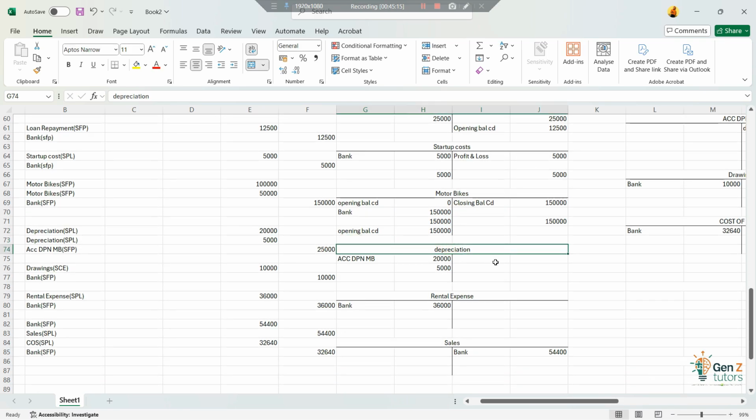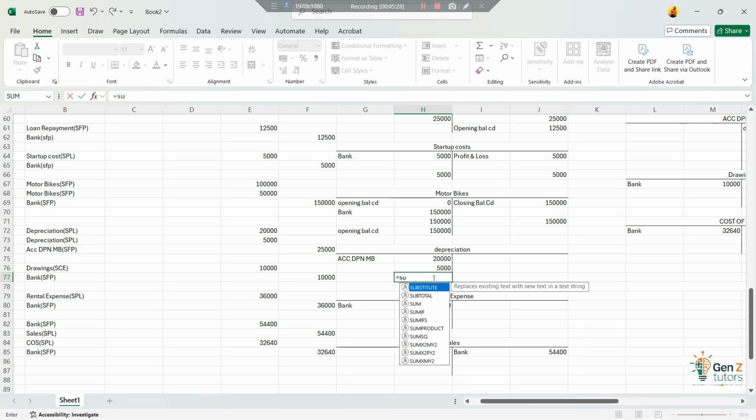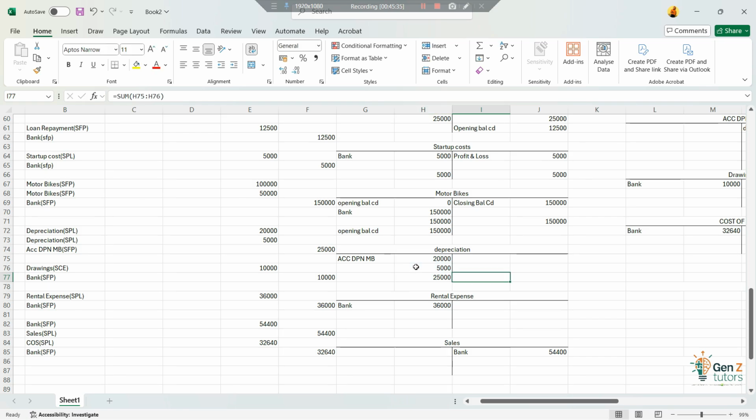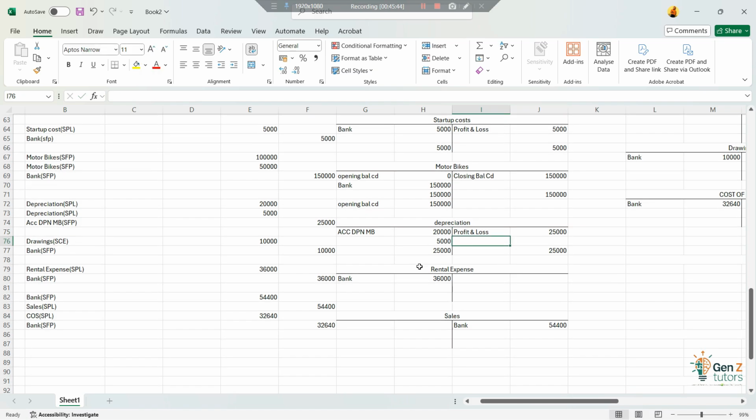Now depreciation is part of the P&L. It's an expense. So it does not have a closing balance, and we need to close it off somewhere else, which is going to be profit and loss. Then you say this equates to the sum of these two, and put that 25,000 over here, and say profit and loss. And then go in there, put the 25,000 rental expense. It's an expense, same thing, same procedure again.